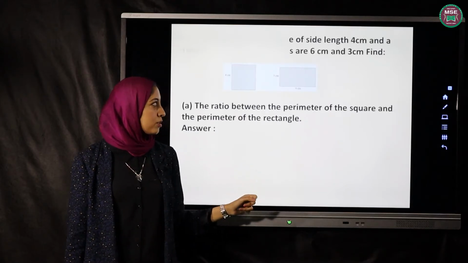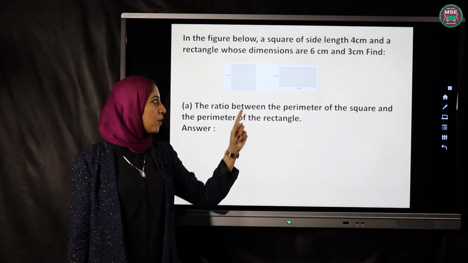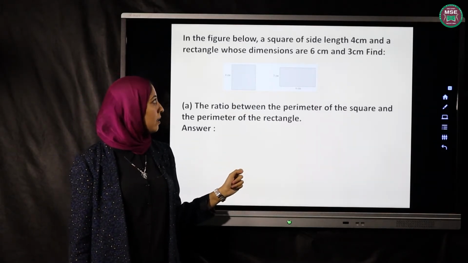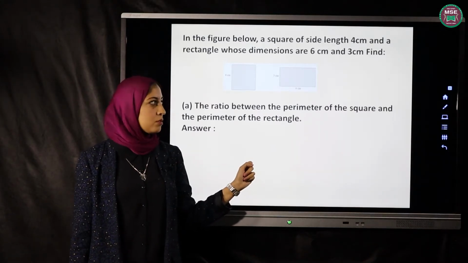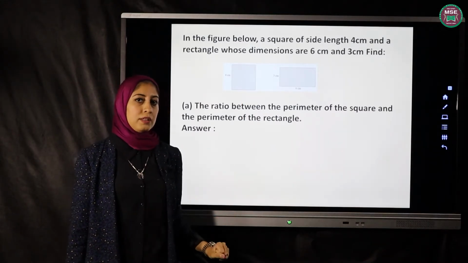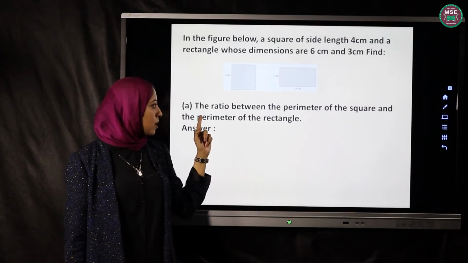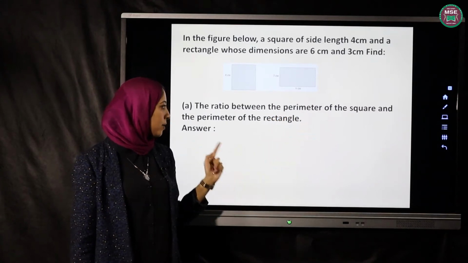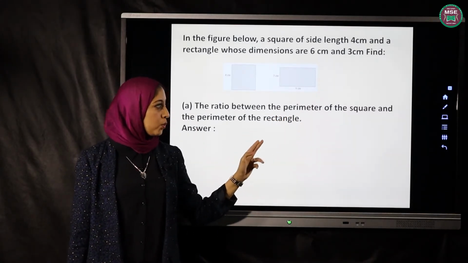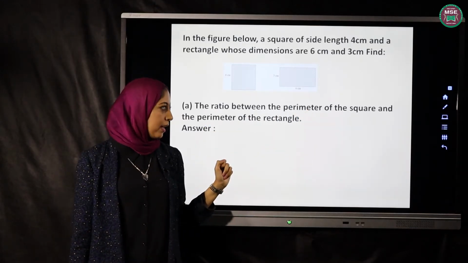Let's look at this exercise. In the figure below, a square of side length 4 centimeters and a rectangle whose dimensions are 6 and 3 centimeters. I told you before that the dimensions are the length and width. The question: the ratio between the perimeter of the square and the perimeter of the rectangle. I want you to read the question carefully. Perimeter of square and perimeter of rectangle.